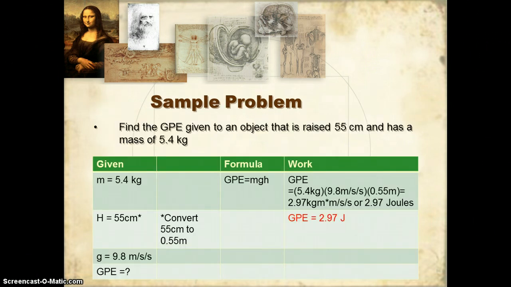Here's a sample problem. Let's say we've got an object. It's got a mass of 5.4 kilograms, and we want to raise it a distance of 55 centimeters. The list is given here. Notice there's an asterisk by the height, because when we do potential energy, or work for that matter, the distance needs to be in meters. So we convert that 55 centimeters to 0.55 meters. Our formula, GPE equals mgh, and just stick the numbers in, and we wind up with GPE equals 2.97 joules.